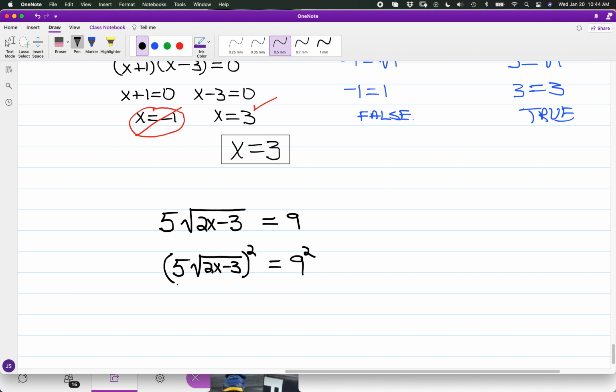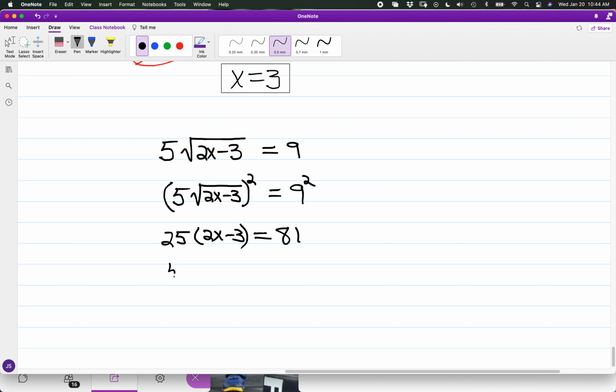So you get 5 squared is 25. The square root of 2x minus 3 squared is going to be 2x minus 3. And 9 squared comes out to 81. Alright, so I have squared out all the factors and the numbers involved. But I still had the distribution of the square of 5 to carry out over the 2x minus 3, so we have 50x, and we have 25 times negative 3, so this would be a minus 75, is equal to 81.